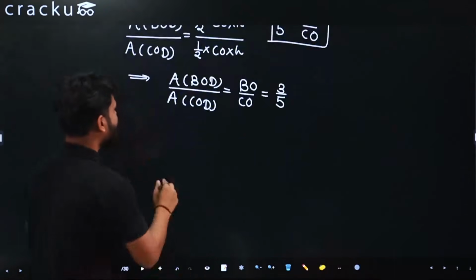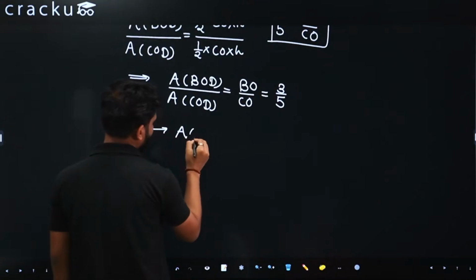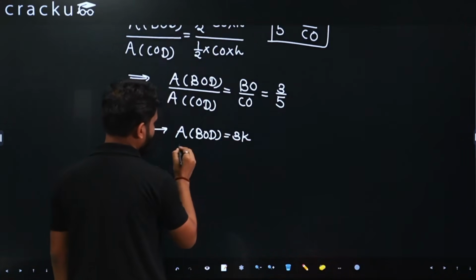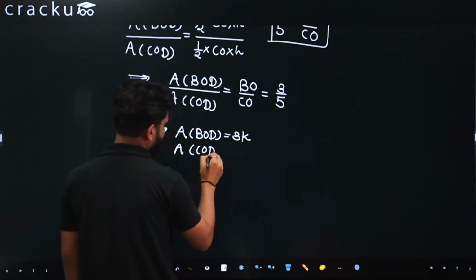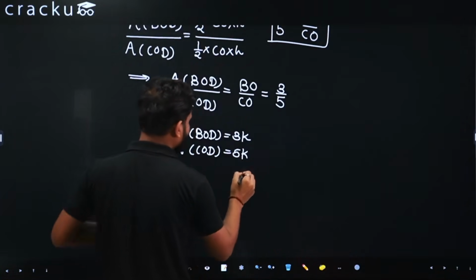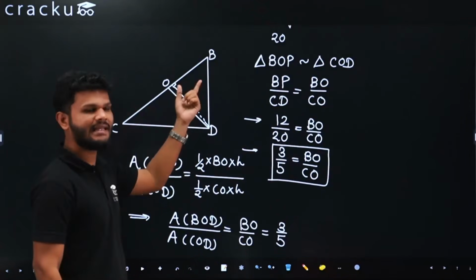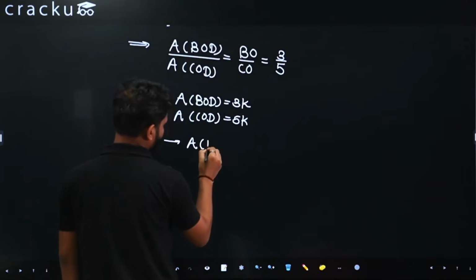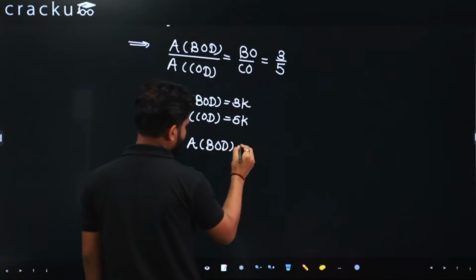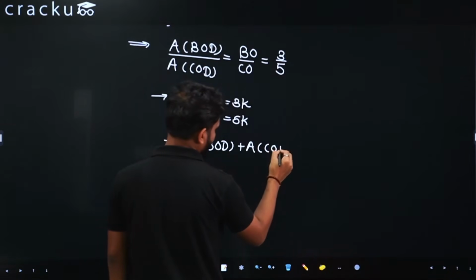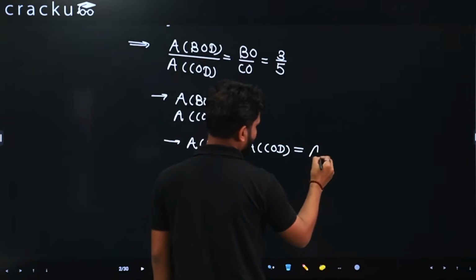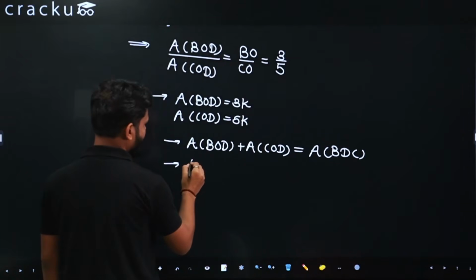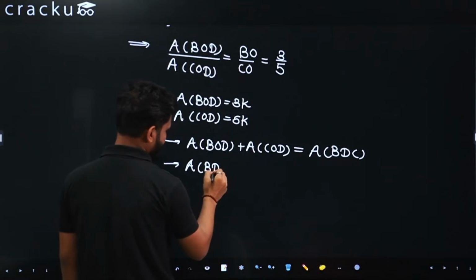Right? From here I can say area of BOD is equal to, let us say, 3K, and area of COD, let us say it is 5K. But if you add these two areas, you will get the area of triangle BDC. So I can say area of BOD plus area of COD is equal to area of triangle BDC. So area of triangle BDC will be 8K.